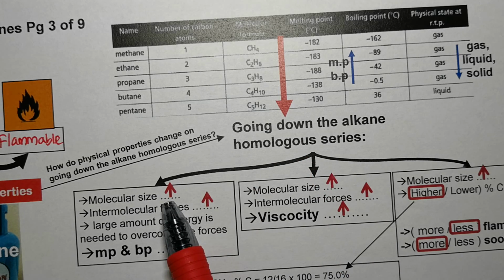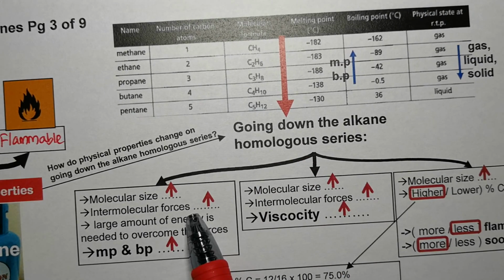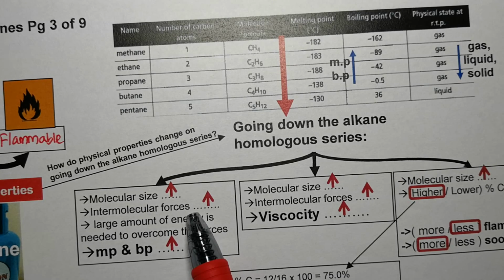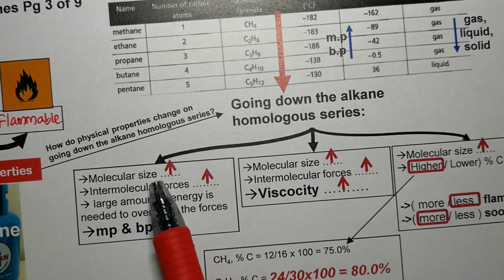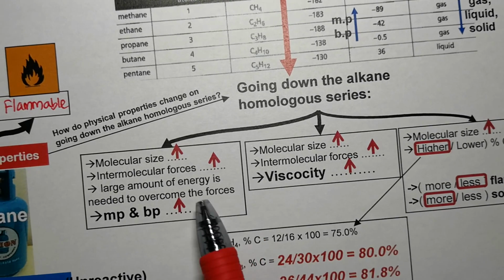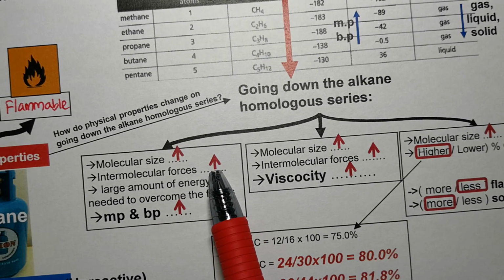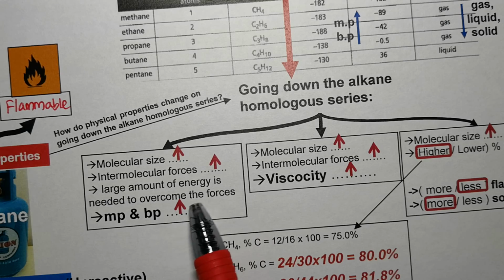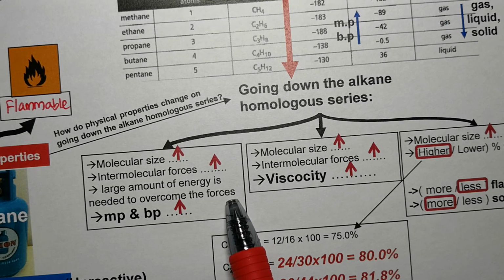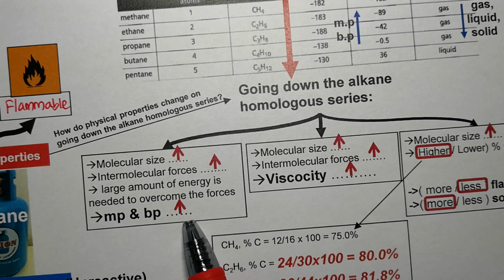When the molecular size increases, intermolecular forces will increase, just like for the planet. As the planet gets bigger, the gravitational force will become stronger. Same concept. Okay, molecular size increases, intermolecular forces increase. So when intermolecular forces increase, a large amount of energy is needed to overcome the forces to separate them. So melting and boiling point increases.